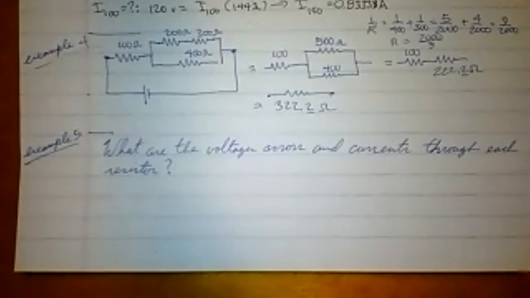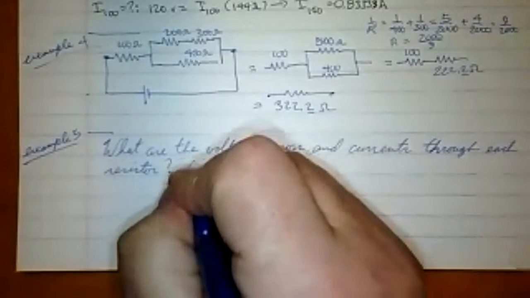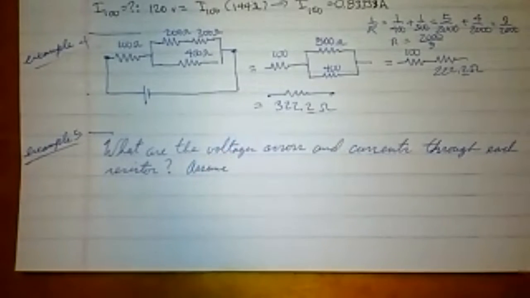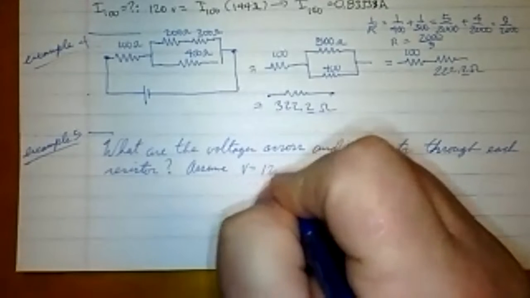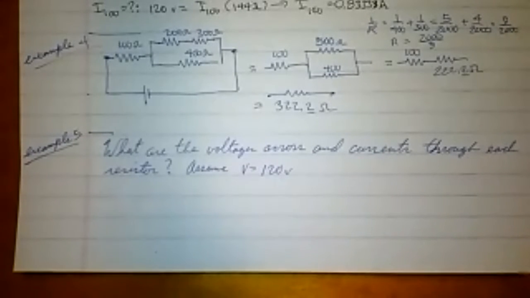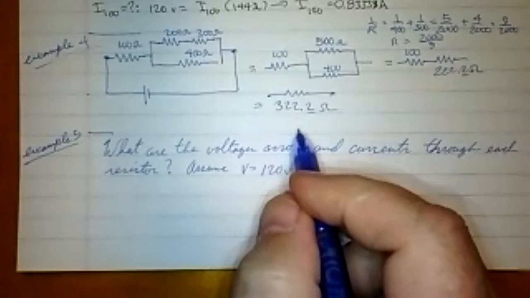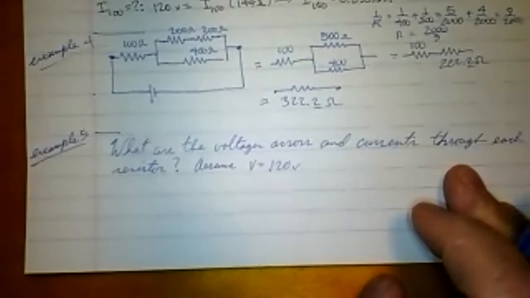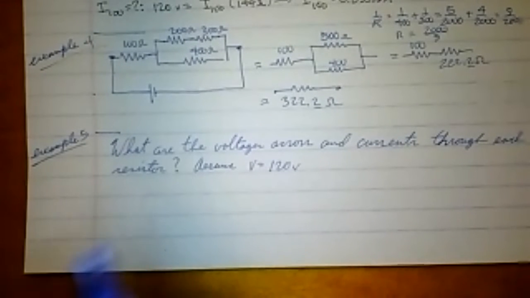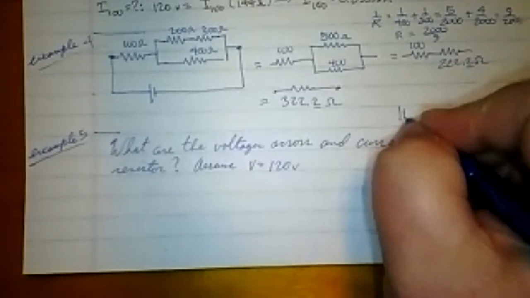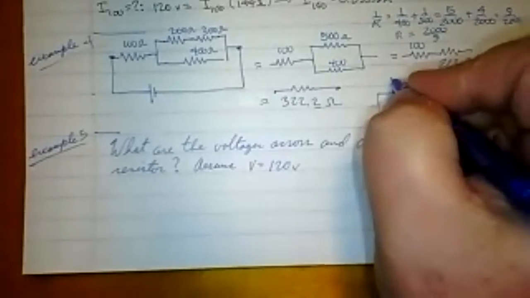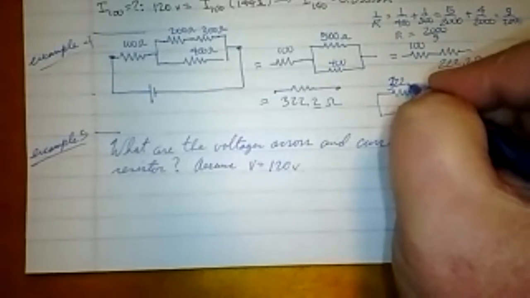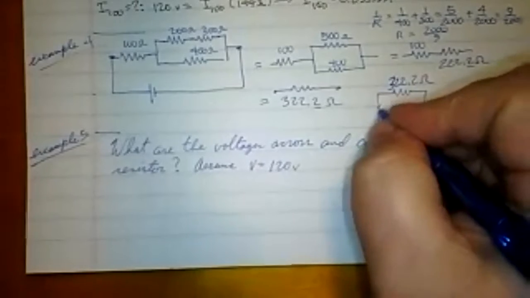Okay. So what we first off can tell, let's say, assume V equals 120 volts. That's not the best number. I was really looking for a number, but when I got this ugly 322.2, I'd pretty much given up. So, oh well. So what we know is we basically have the equivalent of this, which is 120 volts opposite a resistor of 322.2 ohms. And I is going through it.